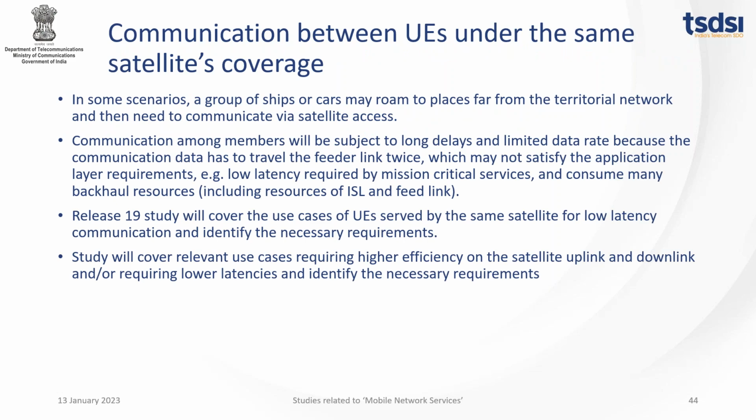The last one is quite an interesting use case: what happens if I have no terrestrial coverage and it's a group of ships or cars which are moving together, far away from any terrestrial network and needing access through a satellite. The issue here is communication. If you go through the satellite, there will be long delays and limited data rates. But if you have to communicate between the cars, can I have a peer-to-peer network, using some sidelinks, etc., for those communications? This would need some coordination. This is especially useful for mission critical services and V2X type use cases.